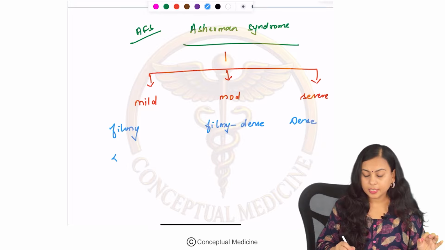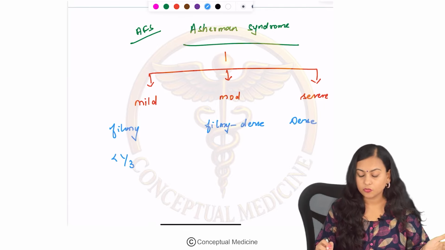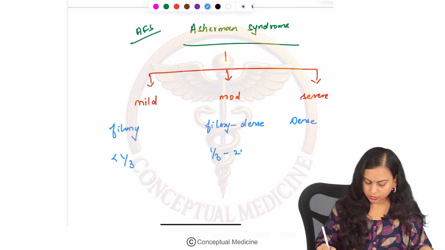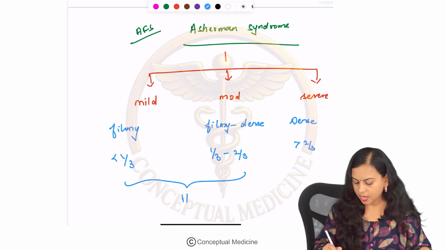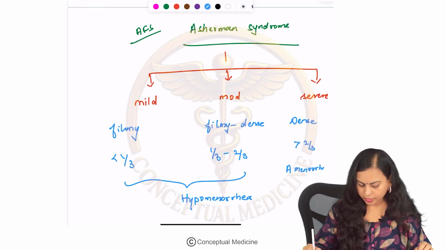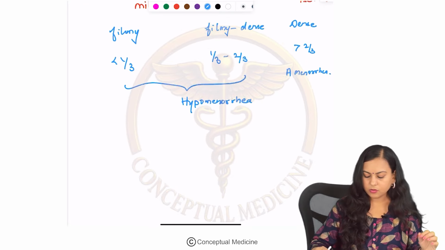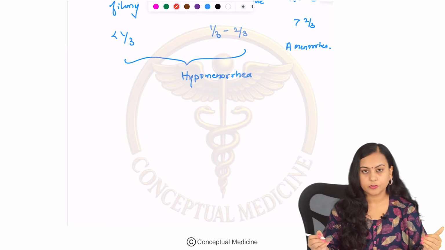In mild type, the adhesions will be seen in less than 1/3 of the cavity. Here 1/3 to 2/3 of the cavity, and here more than 2/3 of the cavity. The first 2 types will be presenting with hypomenorrhea, whereas the severe type can present with amenorrhea. Clear? So, management I already told you, you can go for hysteroscopic adhesiolysis.